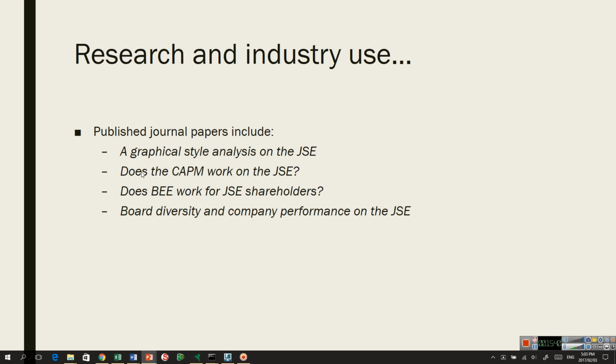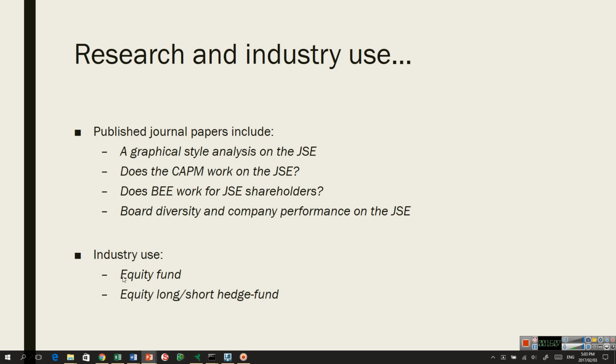We've written a paper on the CAPM. Does beta work on the JSE? We've looked at BEE. Should you invest in shares that announce they're doing a BEE deal or not? We've looked at board diversity. Do boards with more women actually outperform? You may be interested to go and have a look at that. But we can also look at other things. And we, in fact, also make use of this in industry for ourselves.